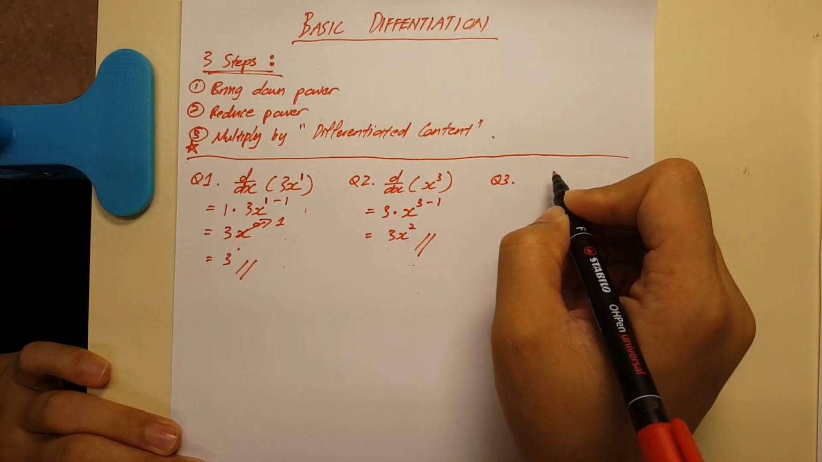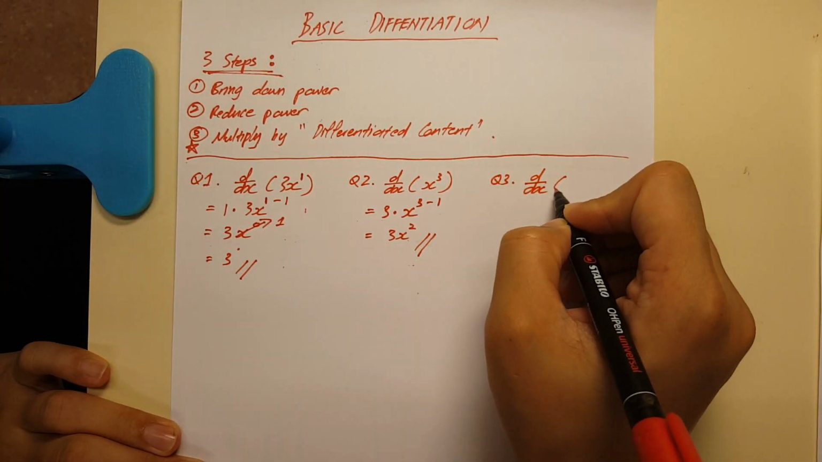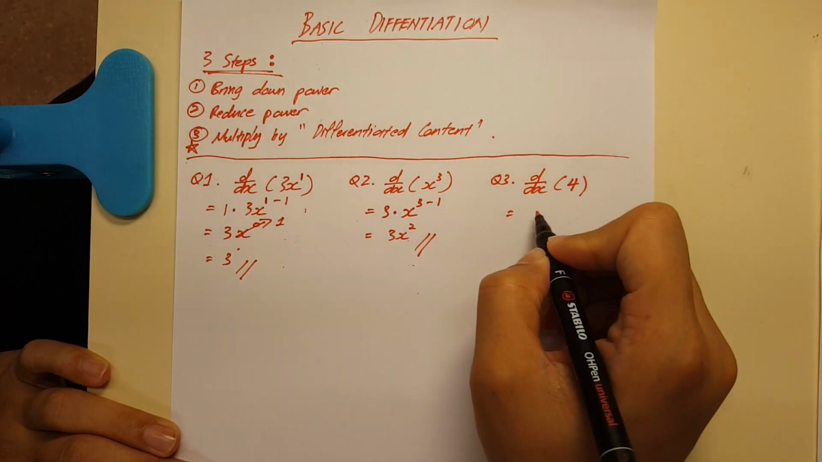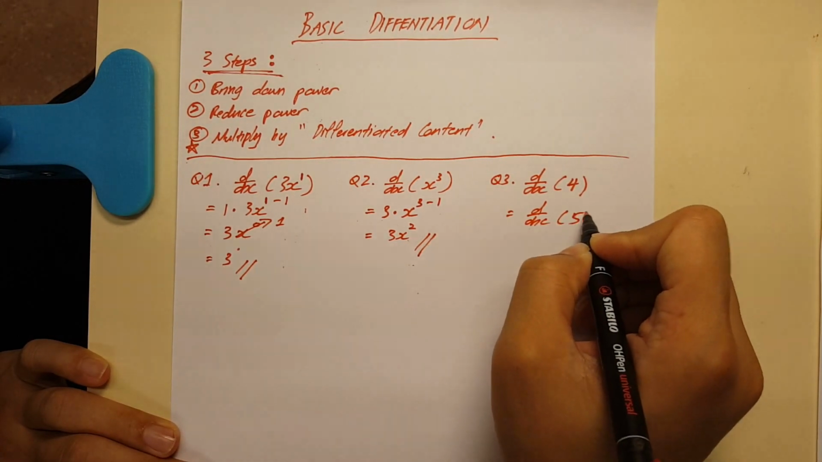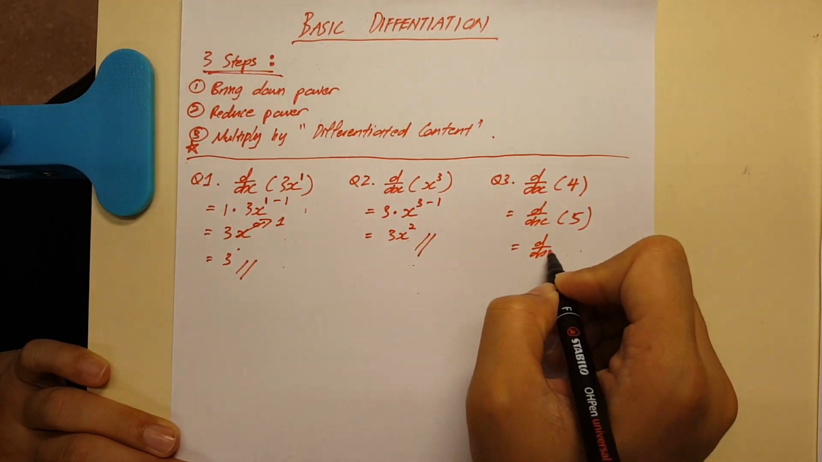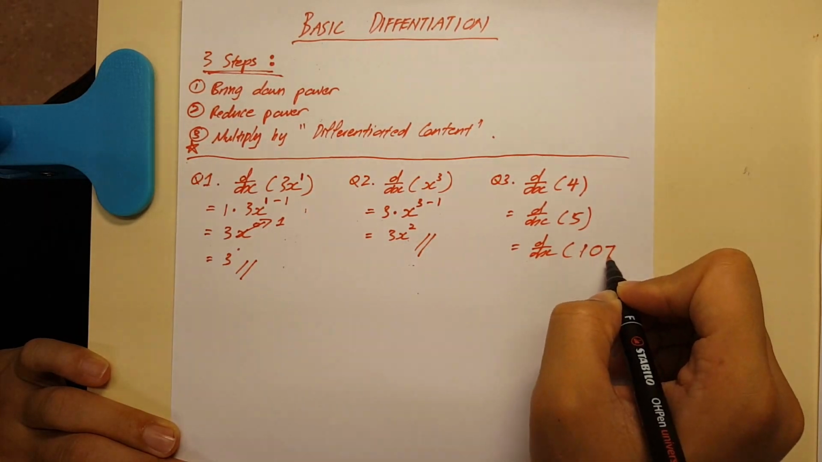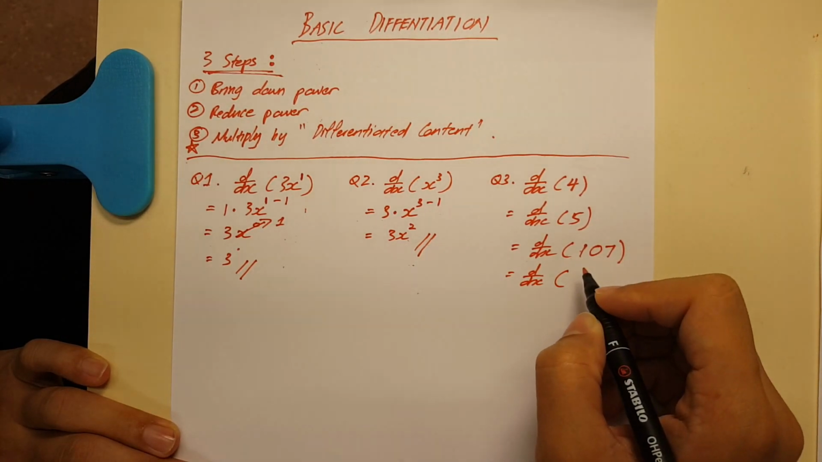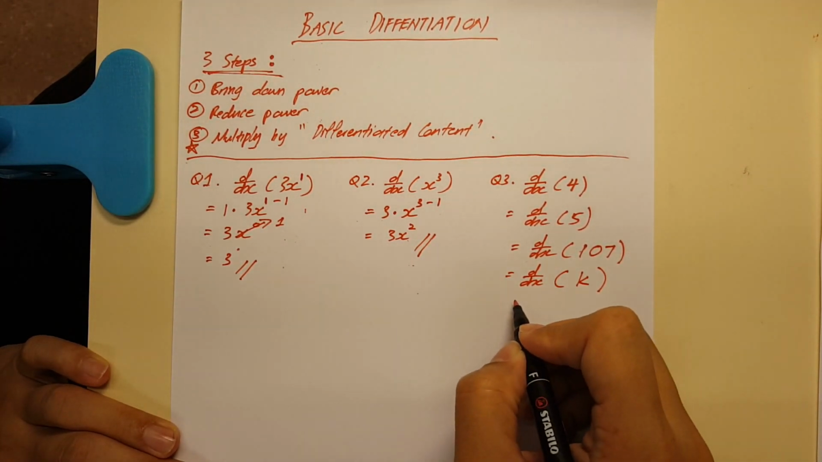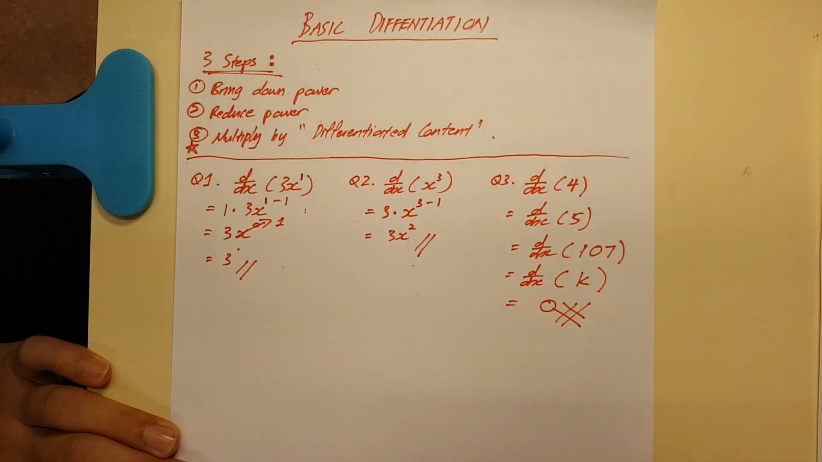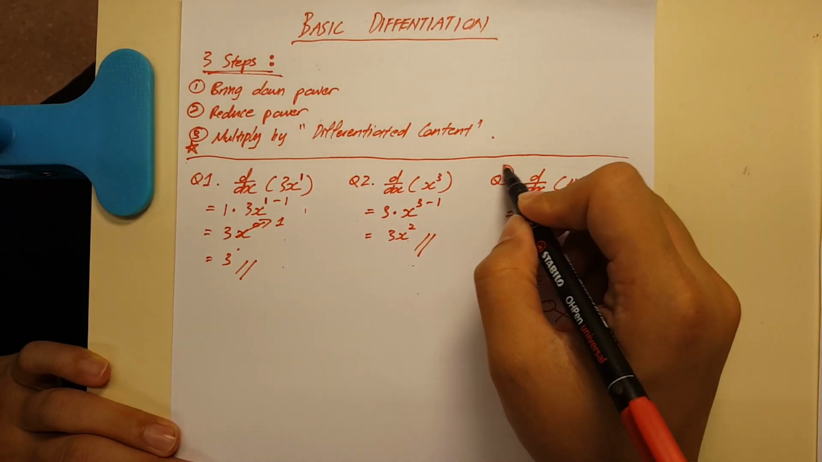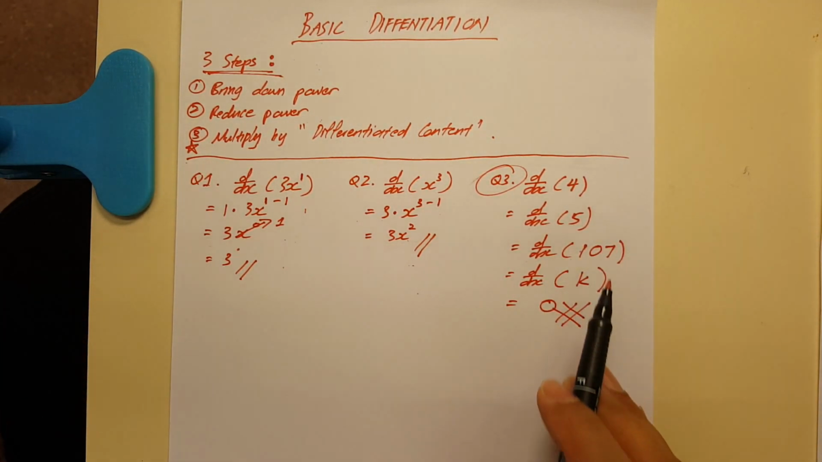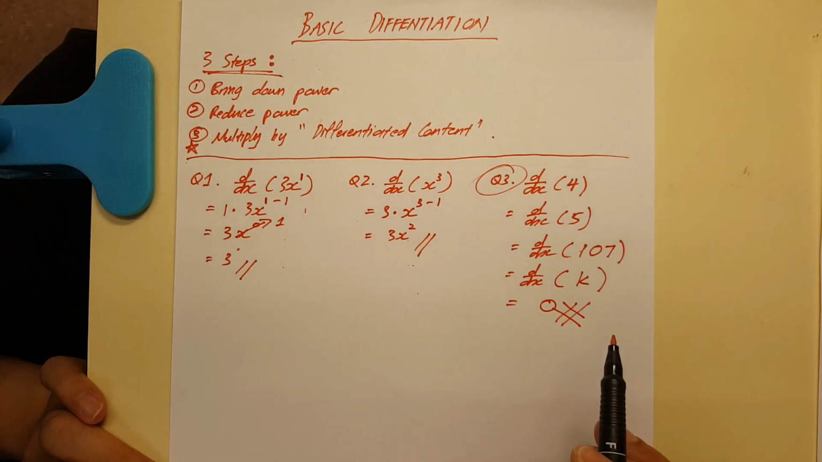Now another thing that I like to take note of is that if I'm going to be differentiating things like 4, or if I'm going to differentiate things like 5, like 107, basically differentiating any constant k, I'm going to get 0. Alright, take note of this. Differentiation of any constant ends up 0, gone.